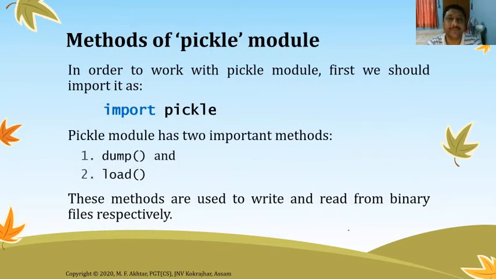Now, methods of the pickle module. Some functions in the pickle module must be used to work with binary files. In order to work with the pickle module, first we have to import this module in our program. The pickle module has two important methods, dump and load. Dump is used to save the data into the file, and load is used to read the data from the file. These methods are used to write and read binary files respectively.